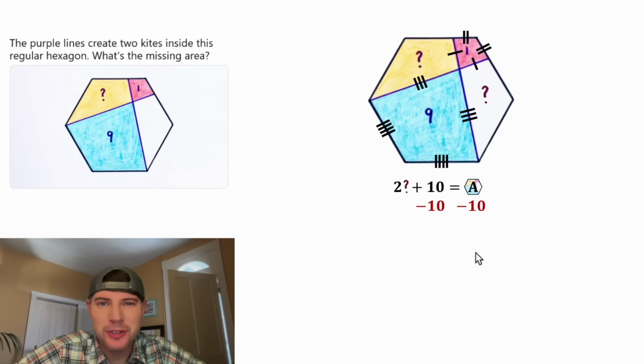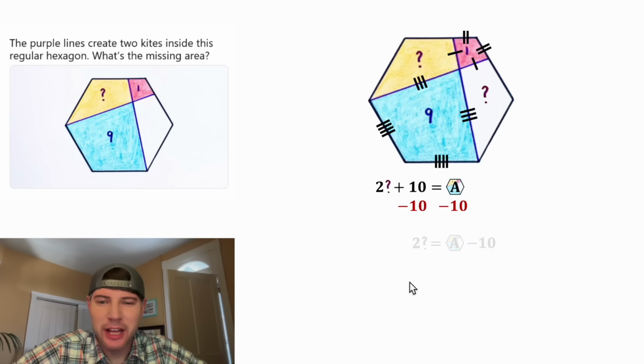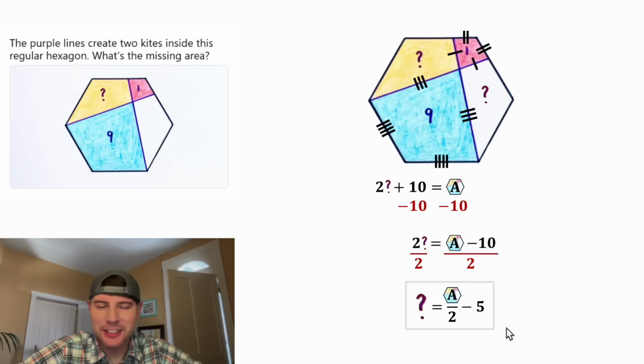Let's subtract 10 from both sides of the equation. On the left-hand side we'll have 2 question mark, and on the right-hand side we'll have A minus 10. And then from here we can divide both sides by 2, and that'll give us question mark is equal to A divided by 2 minus 5. This is what we're trying to find. Let's put a box around it.